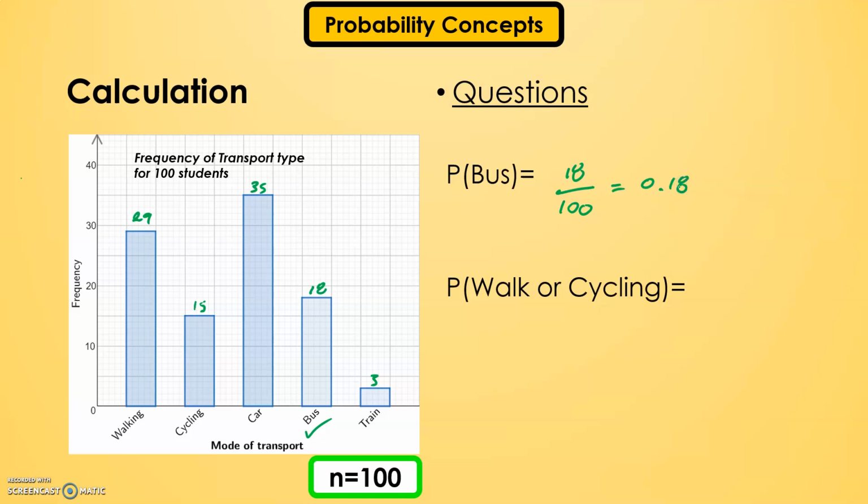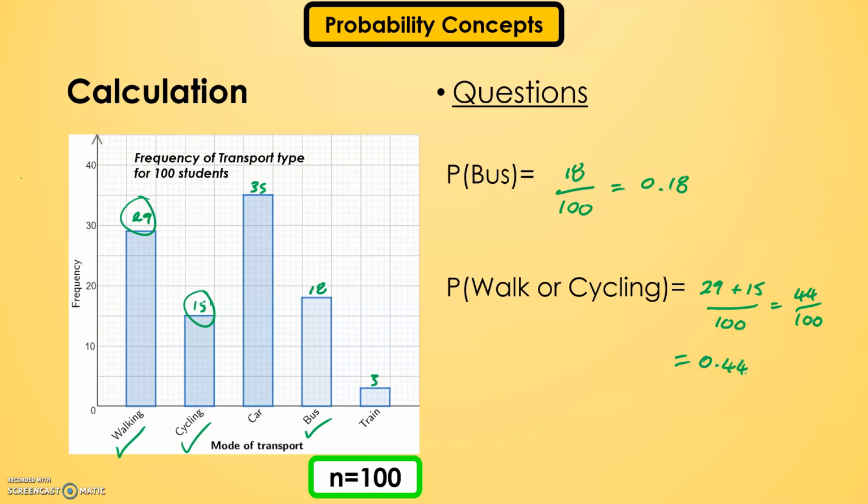The second question we've got is, if you randomly selected a student, what's the probability that they walk or cycle to school? So walking and cycling, we would have to add those two values together: 29 plus 15 over 100, which is 44 over 100, or 0.44 as a decimal.